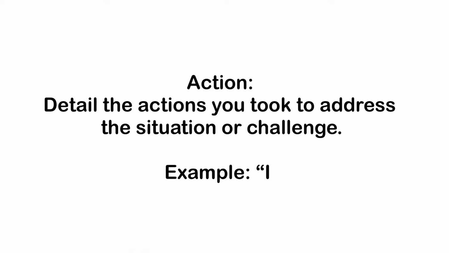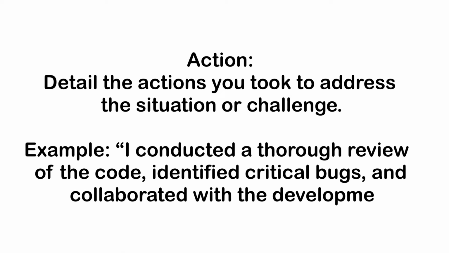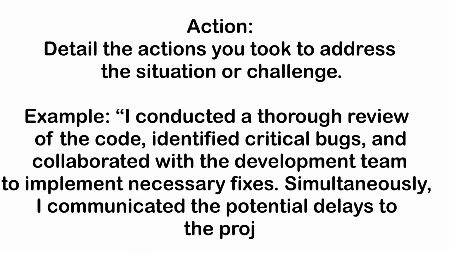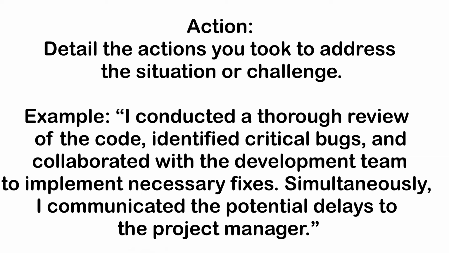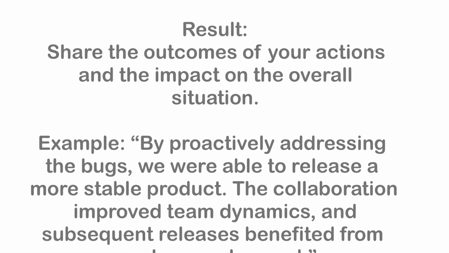Action: detail the actions you took to address the situation or challenge. Example: I conducted a thorough review of the code, identified critical bugs, and collaborated with the development team to implement necessary fixes. Simultaneously, I communicated the potential delays to the project manager. Results: share the outcomes of your actions and the impact on the overall situation.